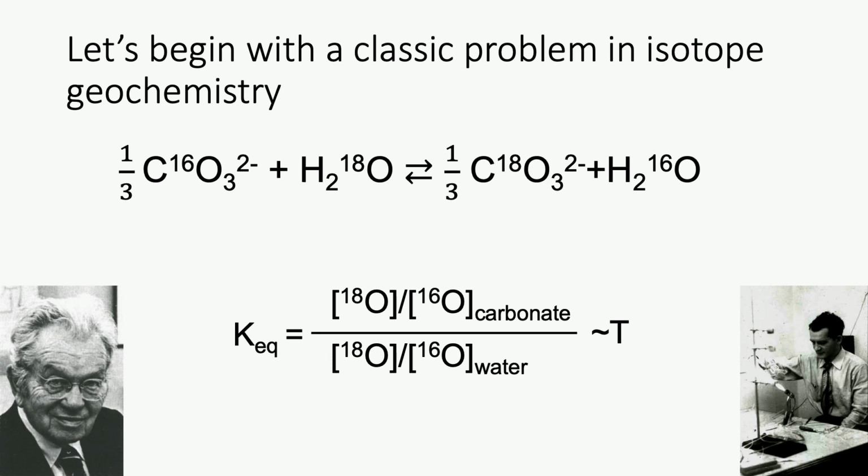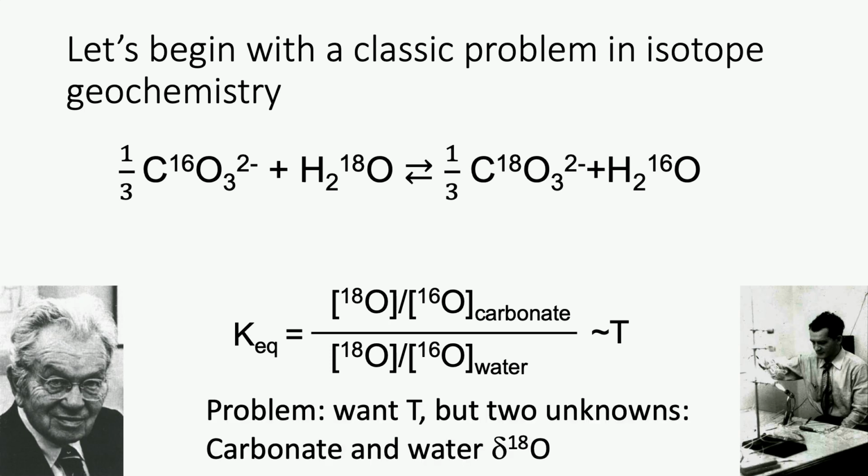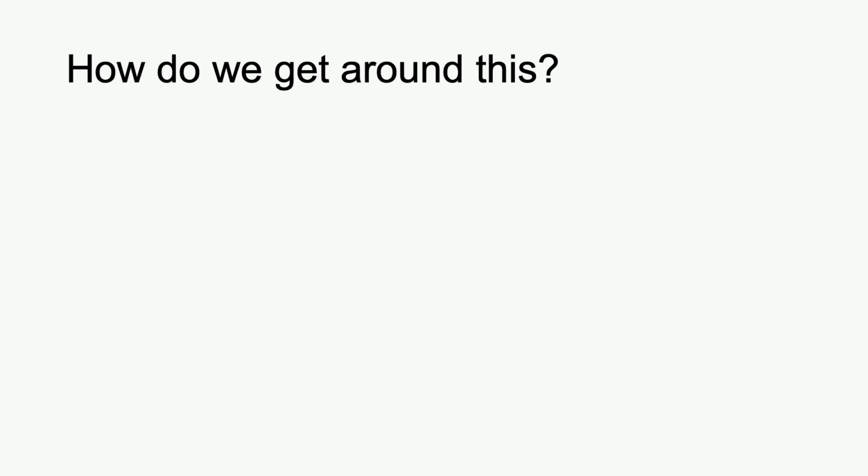The fundamental problem when you look at something like this is that you've got one equation. You want to know temperature, or you want to know the isotopic composition of the water, but you always have two unknowns when you go in to make a measurement. You can measure the oxygen isotopic composition of a carbonate, and you have to make some assumption, either about temperature or about the fluid, to get the other one. This has always been an issue, and still is an issue when you do oxygen isotope thermometry.